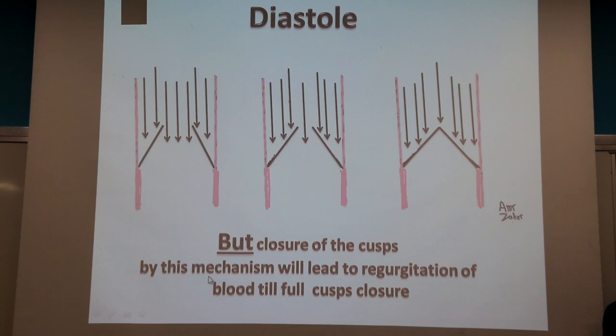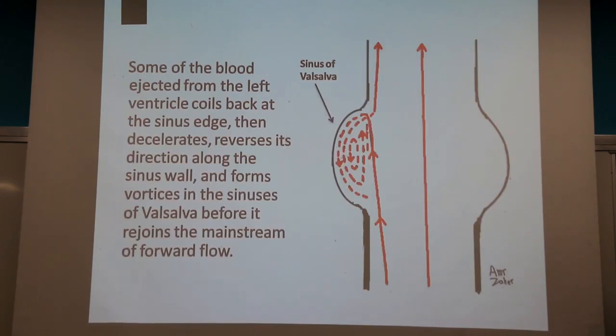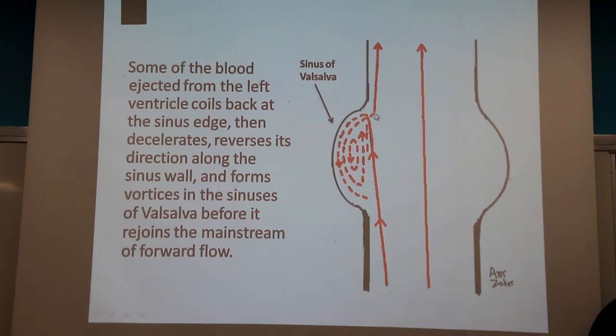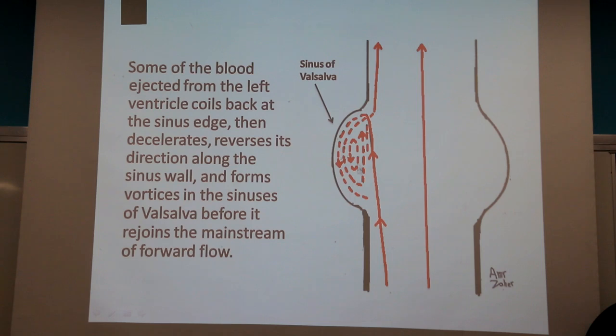Closure of the cusp by this mechanism will lead to regurgitation of blood until full cusp closure. Because of the high pressure gradient, blood will come and close the aortic valve, but there would be regurgitation before full closure. But thanks to the sinus of Valsalva, in reality this never happens. Because some of the blood ejected from the left ventricle, near the sinus of Valsalva, will coil back at the sinus edge.